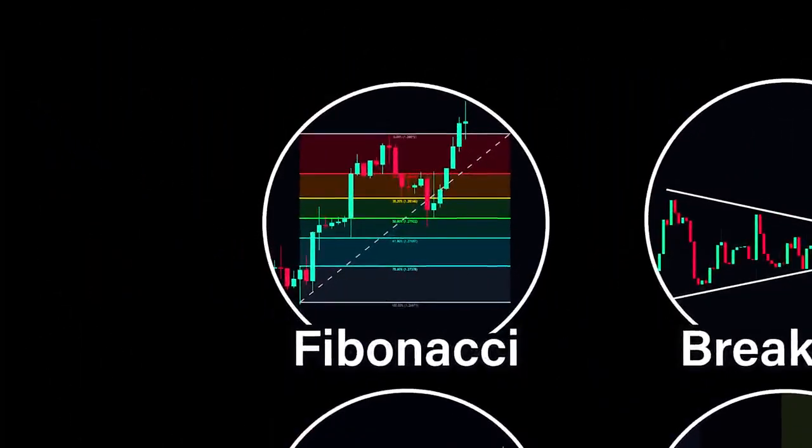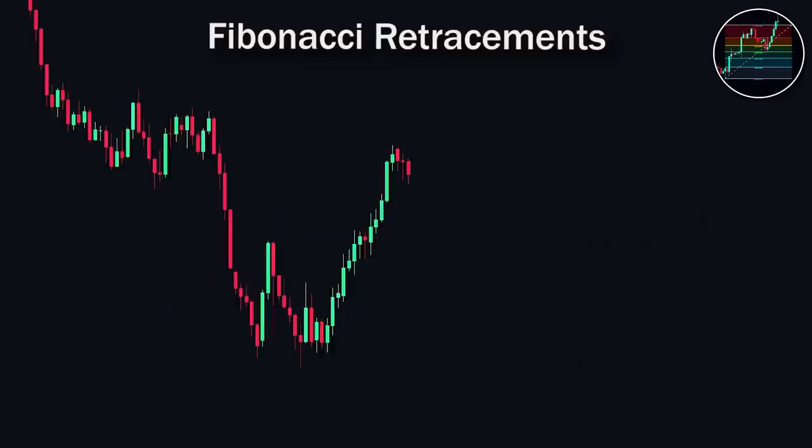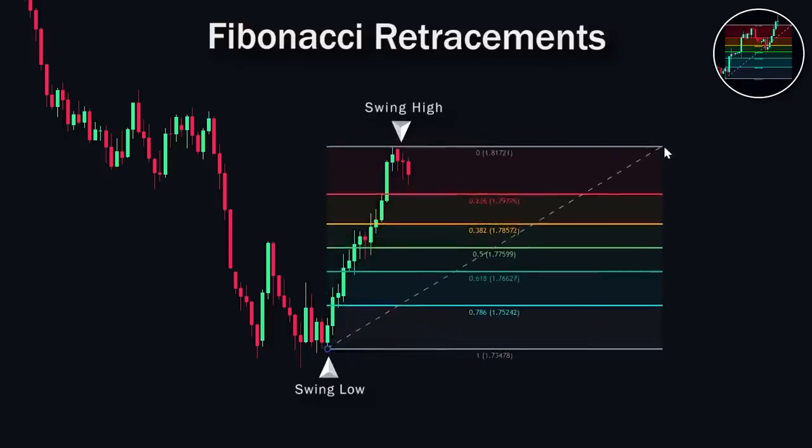Fibonacci Retracements. It is a tool that displays horizontal lines based on the Fibonacci numbers. These lines could then be used as key support and resistance levels. To use the Fibonacci Retracement tool, you first start by identifying a swing low and swing high on a chart. Then, drag the tool from the swing low to the swing high.